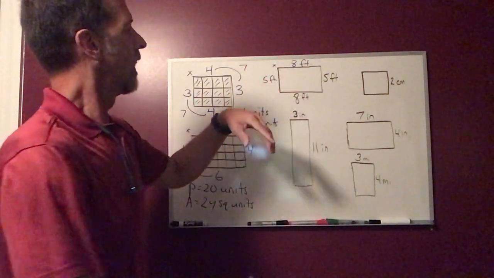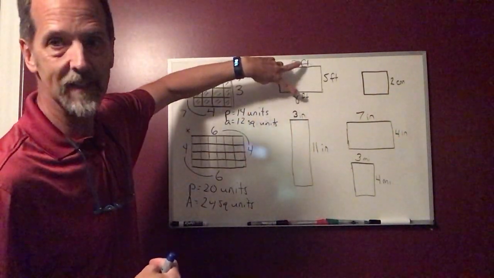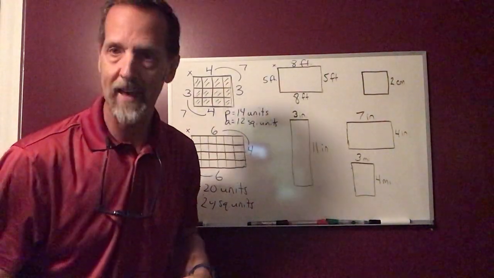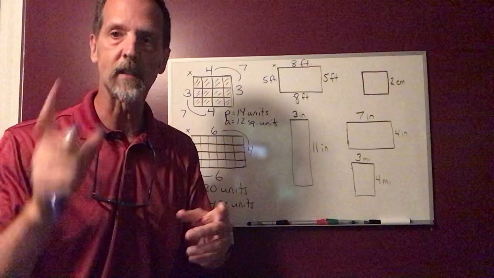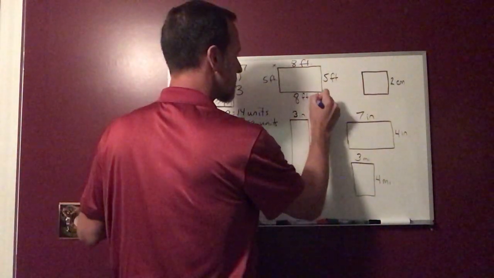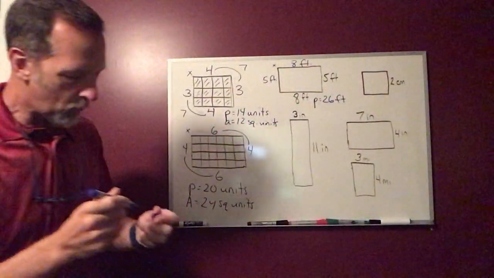Okay, so I'm going to do my doubles on this one. I know 8 plus 8 is 16. I know 5 plus 5 is 10. 16, what's 10 more than 16? Change the 10's place. 26. So the perimeter here would be 26 feet.